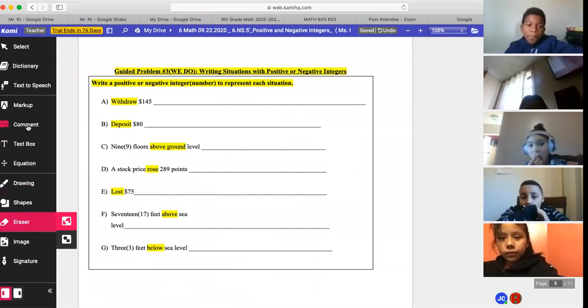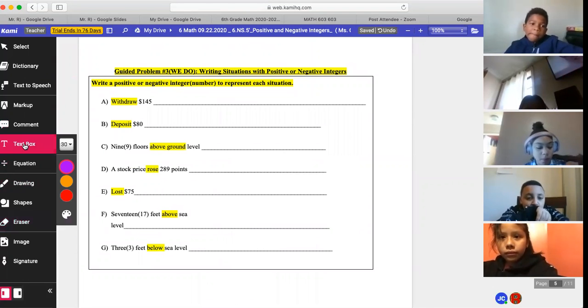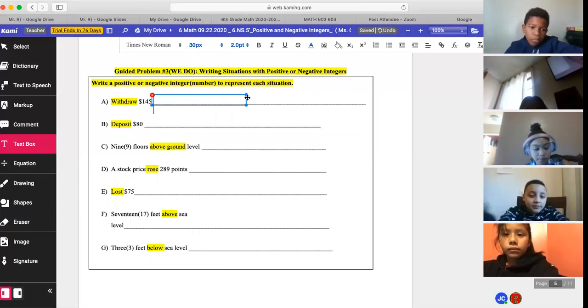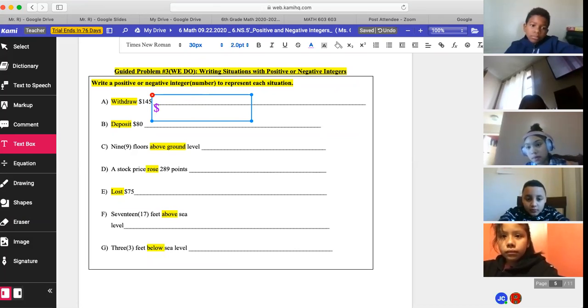All right, guided question, guys. We did this already, right? You should know this from the top of your head. It should come to you quickly. Write a positive or negative integer number to represent each situation. Withdraw, negative or positive? Wait, a withdrawal is a positive number? Oh no, think about that, Kalani.